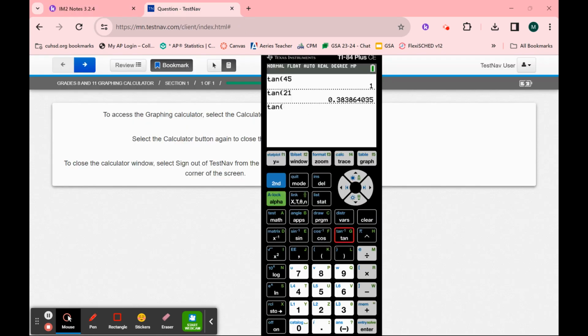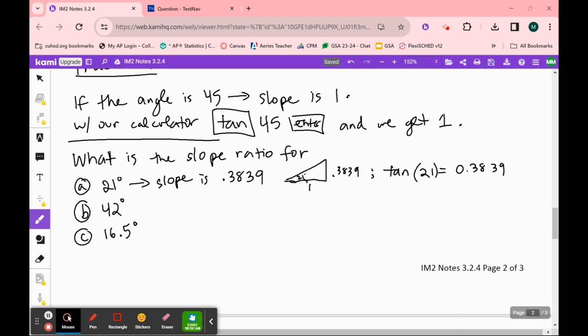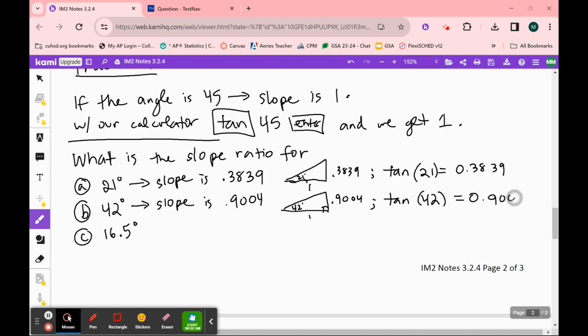For 42 degrees, no problem. Our calculator can do that. Tan of 42 is 0.9004. The slope is 0.9004. If we were to draw a slope triangle, we would have a rise of 0.9004, a run of 1 for a 42 degree angle. We write tan of 42 equals 0.9004.